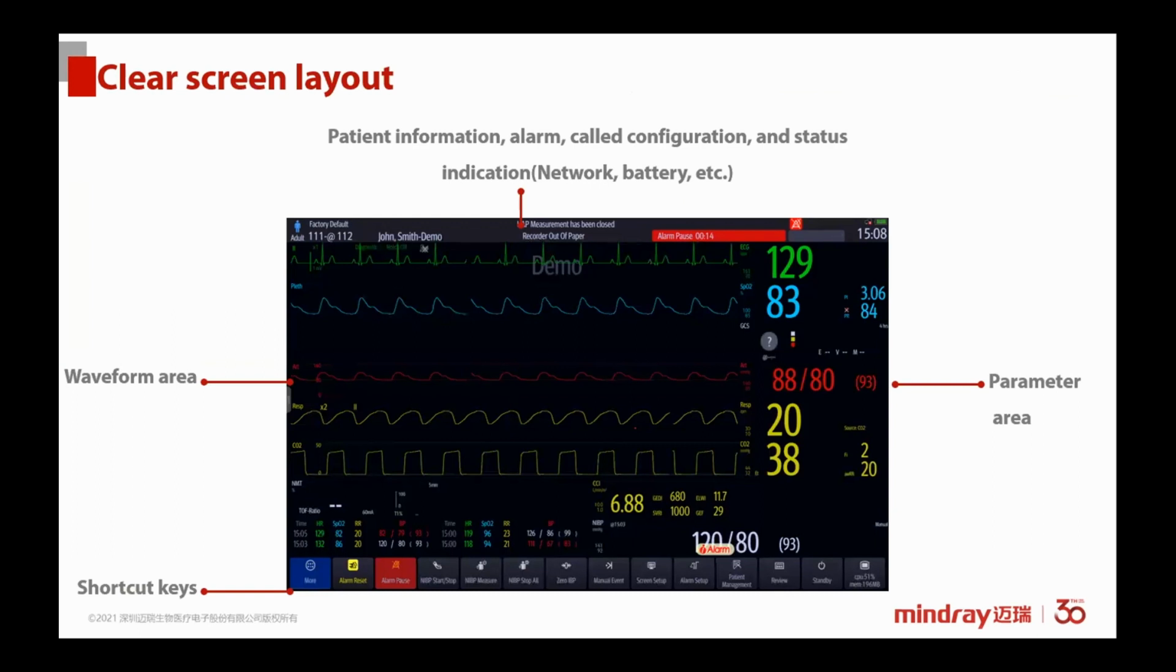Let's briefly introduce the display layout of our monitor. The upper part of the screen shows the patient information, configuration information, technical and physiological alarm prompts, and also some system information prompts. In the middle, we separate the waveform area and the parameter area. In the waveform area, a maximum of 12 waveforms for N70 can be displayed. The bottom of the screen is what we call the shortcut keys area. We can see on the screen there is a more button, right? Clicking the more button displays up to 28 shortcut keys. Then you can also customize the shortcut keys according to your habits.